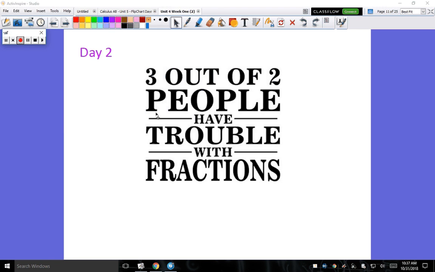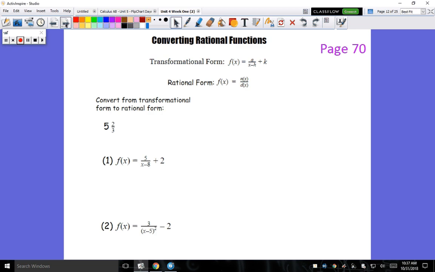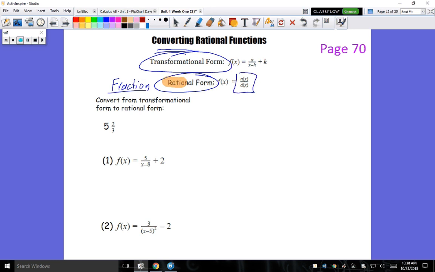Alright, so today is Unit 2, Day 2 with rational functions. Sorry, Unit 4, Day 2. And what we're going to do is look at converting rational functions between two forms. Okay? This rational form, you can look at it as a ratio, otherwise as a fraction. So this form is just a function over another function.